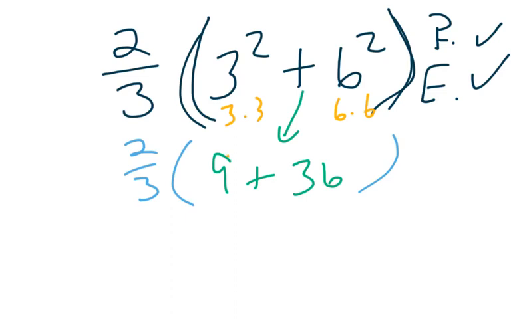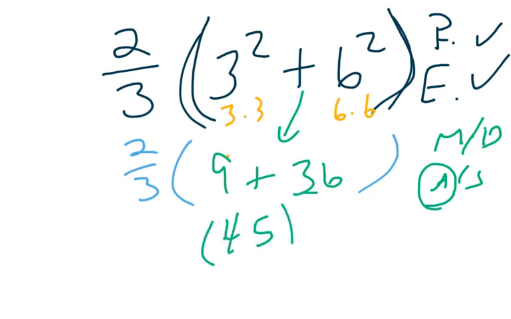So then the next step is, we took care of the exponents, but now we have to look for multiplication and division, and then adding and subtracting. So there's no multiplying and dividing inside the parentheses, but once again there is adding there. So 9 plus 36 gives you 45.